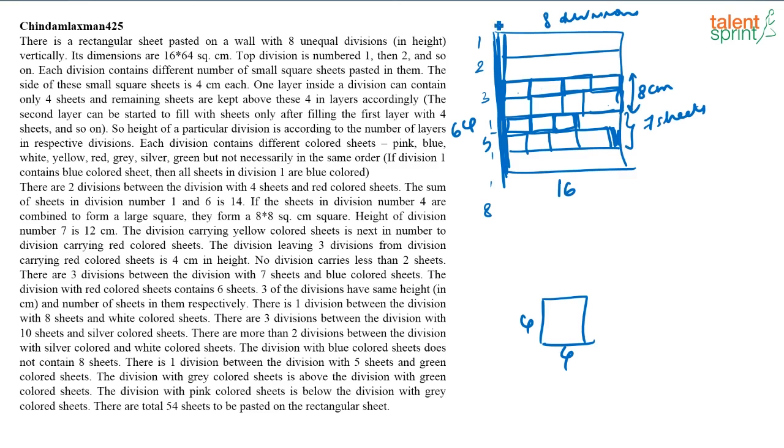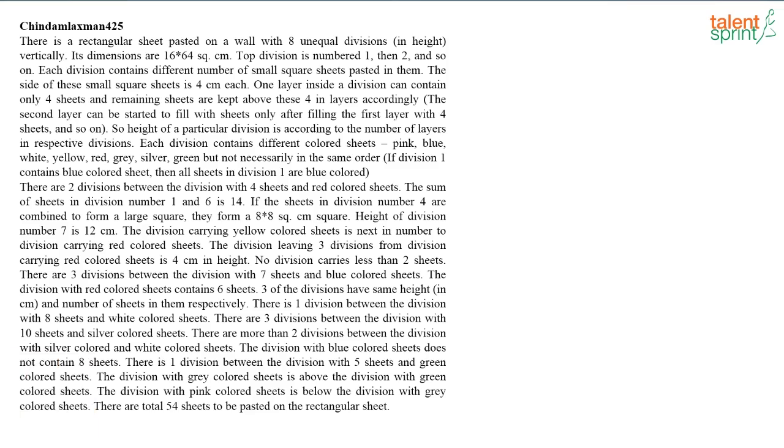the height of this sheet has been divided into 8 unequal divisions, and when you have small squares which are filled in these divisions, each layer has 4 squares. So once one layer is filled, then you move on to the next layer, and when the next layer is filled, then you move on to the next layer and so on. Okay. Now let us read the remaining part of the question. So that is what is given in this first part.